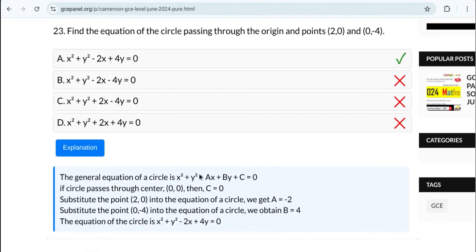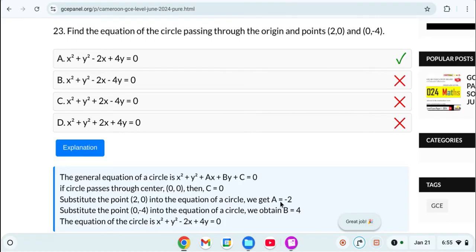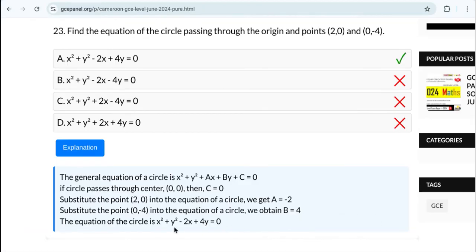From here, you have the form x squared plus y squared plus ax plus by plus c equals 0. When you pass it through the origin, the value of c here will be 0. When you pass it through the point (2, 0), you're going to have a equals negative 2. And when you pass it through the point (0, negative 4), we're going to have b equals 4. So the general form of the equation of this circle is x squared plus y squared minus 2x plus 4y equals 0. The key is A.